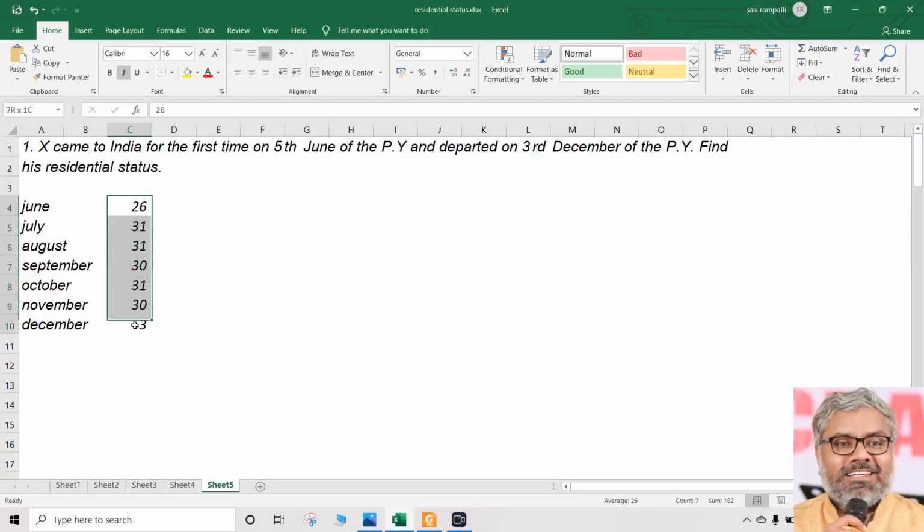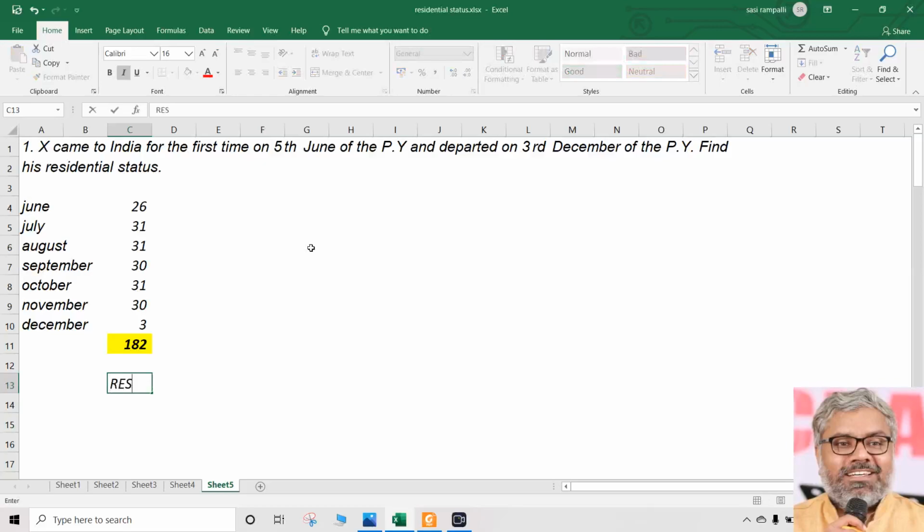So total number of days of stay, how many days he stayed in India? What is the answer? Exactly 182 days. He stayed in India during the previous year. So when a person stays in India during the previous year for 182 days or more, then naturally what is the residential status of that person? He is resident. No doubt about it.